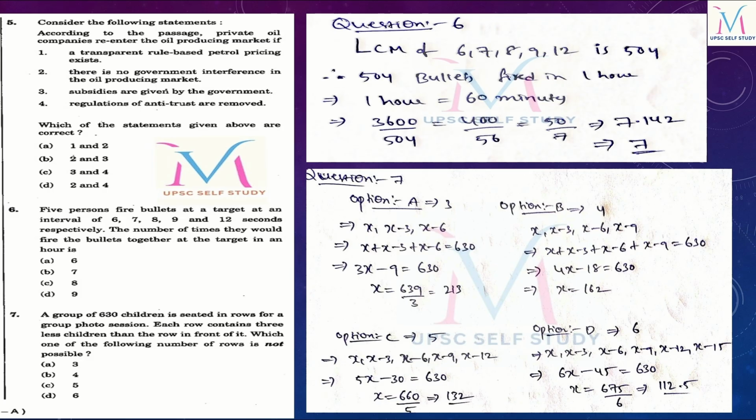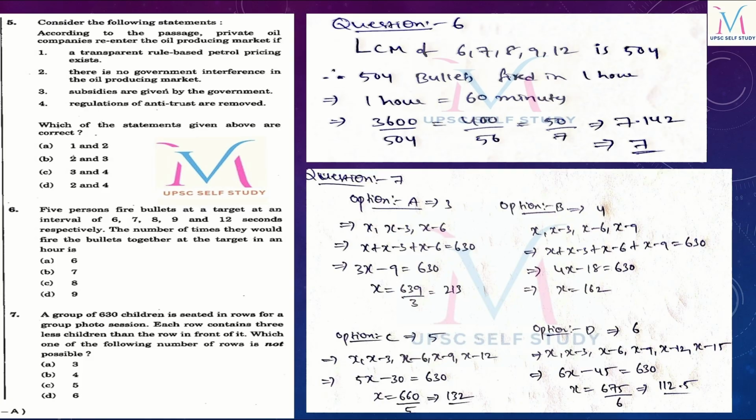So according to option D, they are not able to sit in 6 rows. See how they are not able to sit. The first row has x, the second row x minus 3, the third row x minus 6, the fourth row x minus 9, the fifth row x minus 12, the sixth row x minus 15. So if we calculate, 6x minus 45 is equal to 630, so x is 675 by 6, and if we divide we get a decimal value. So a decimal value cannot be determined, right?